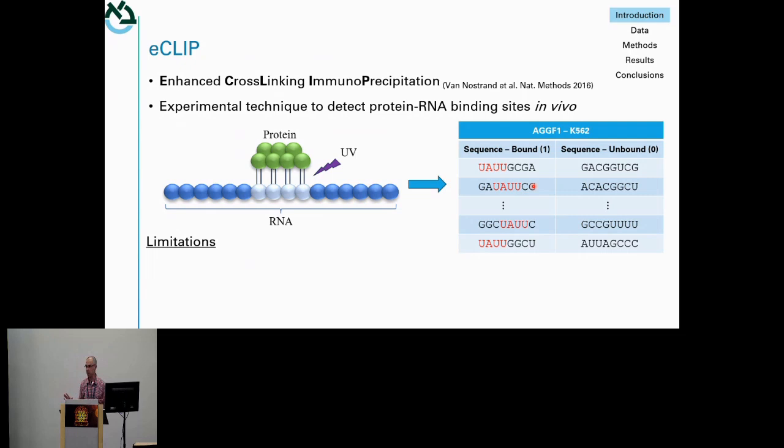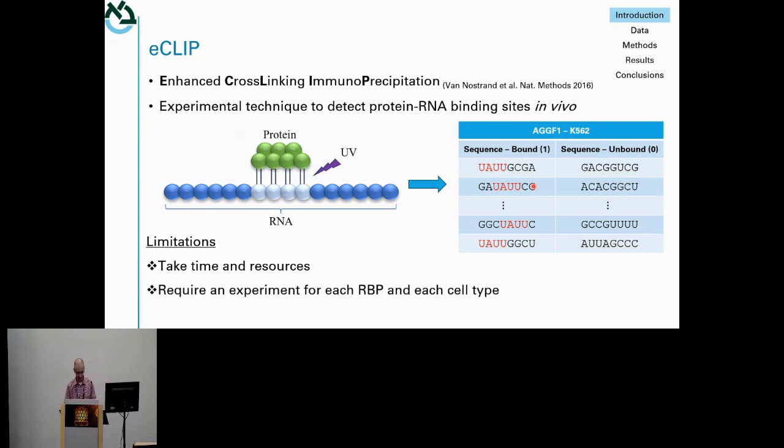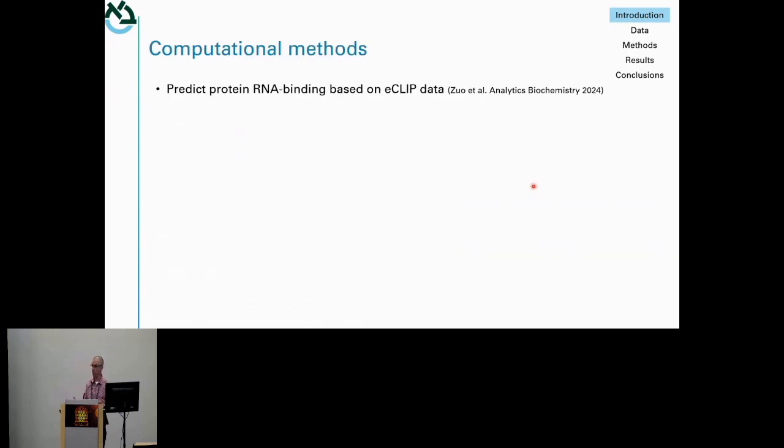But still, despite the fact that we have this eCLIP experiment, there are many limitations, right? Like any experiment, it takes time and resources, so we prefer a computational method. It requires an experiment for each RBP and each cell type, and there are many combinations of RBPs and cell types. We cannot do an experiment for each combination. And also, when you do the experiment, it doesn't cover all the potential binding sites. So researchers have been developing computational methods to help predict where proteins bind RNA based on eCLIP data or based on other data.